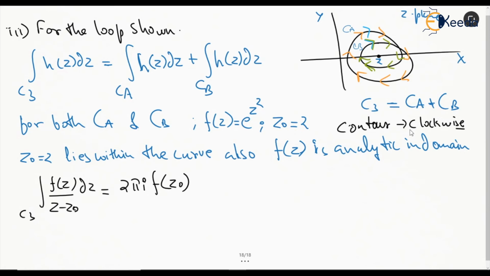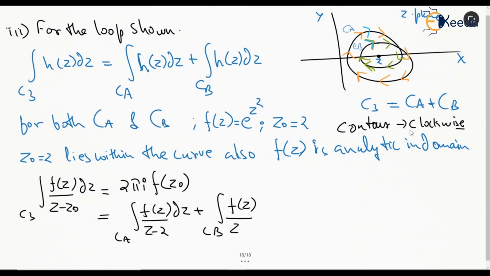So in that case we are going to get this as CA f of z by z minus 2 dz plus CB f of z by z minus 2 dz. Now taking care that both the curves are in negative sense, we will write it as minus 2 pi I f of 2 and again minus 2 pi I f of 2.